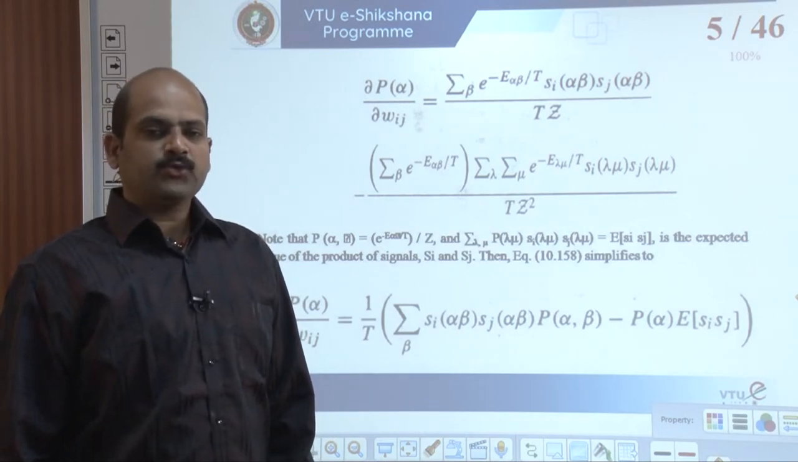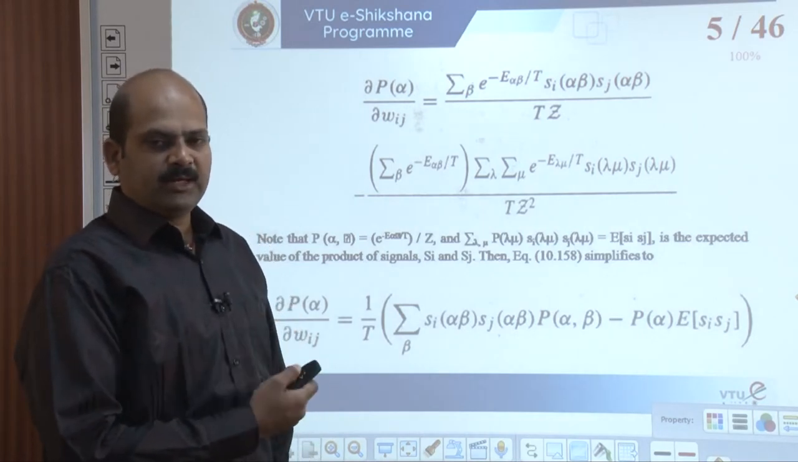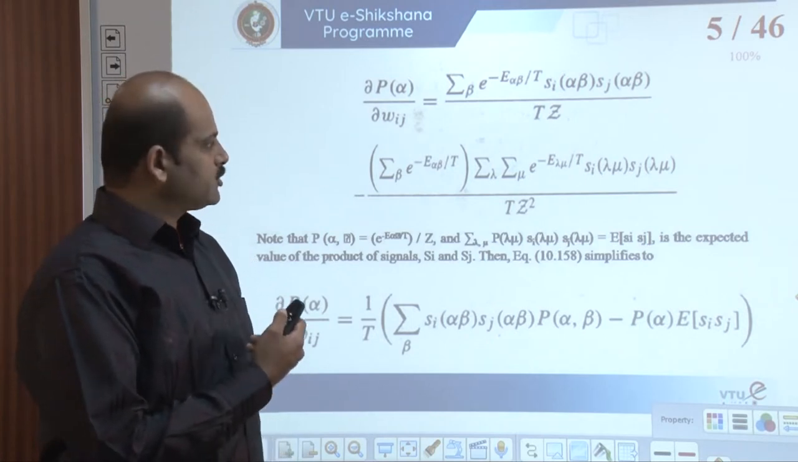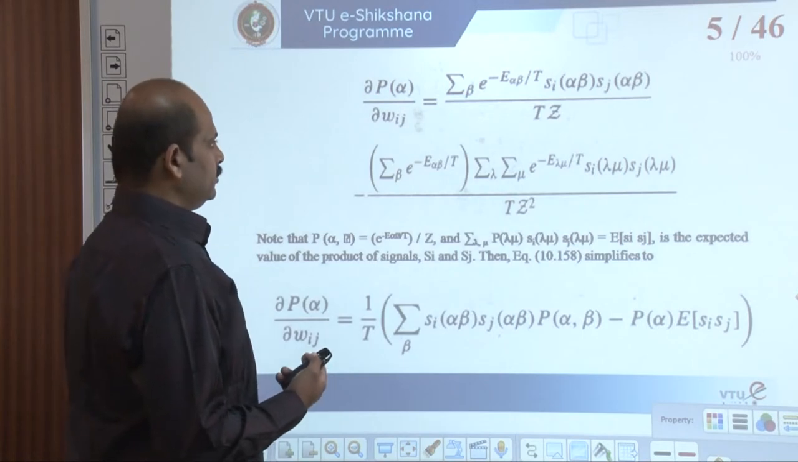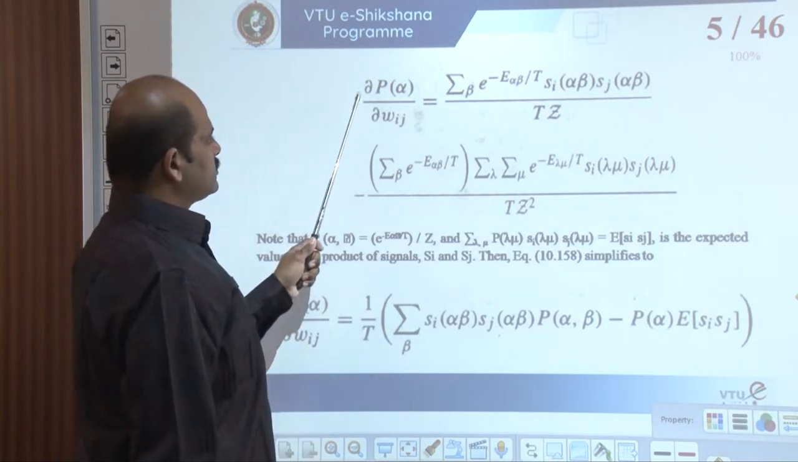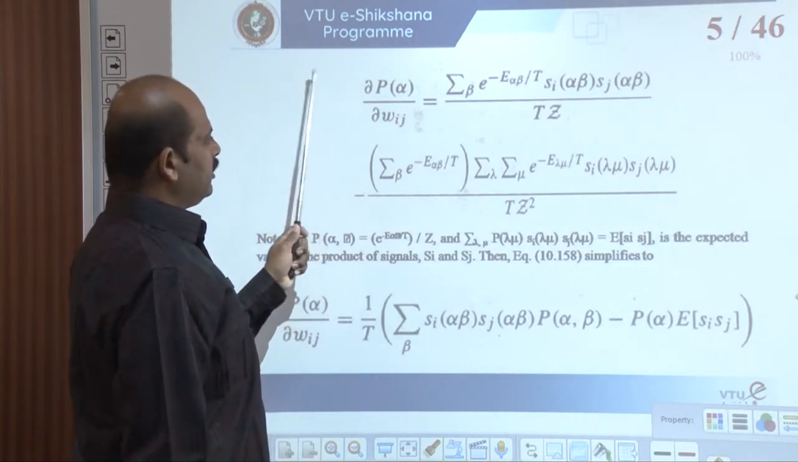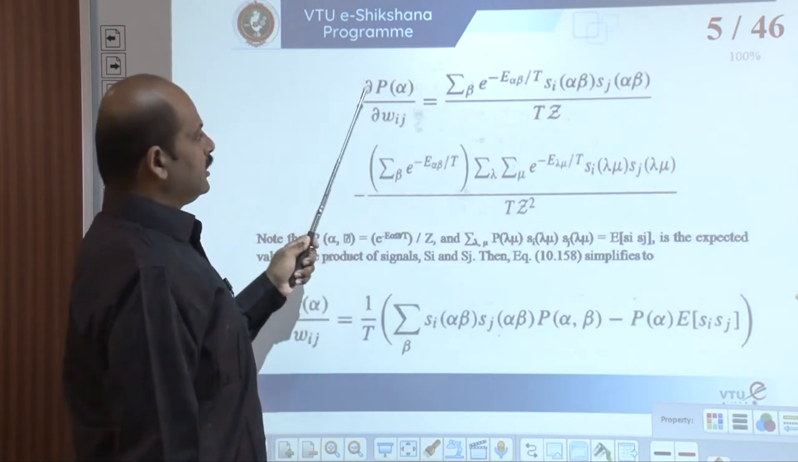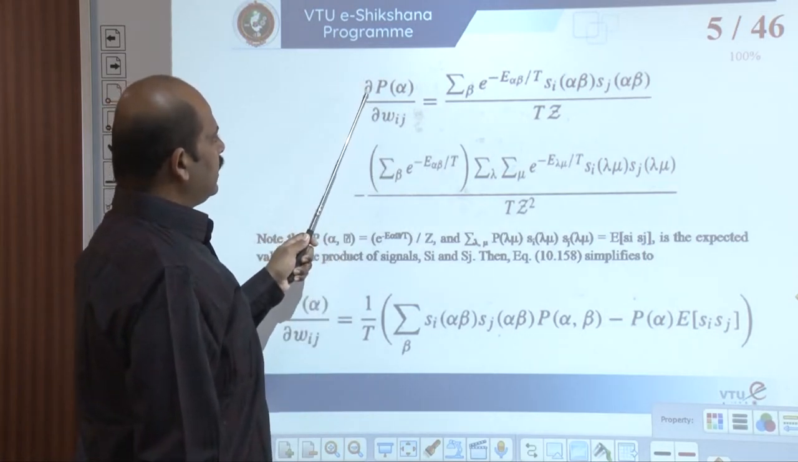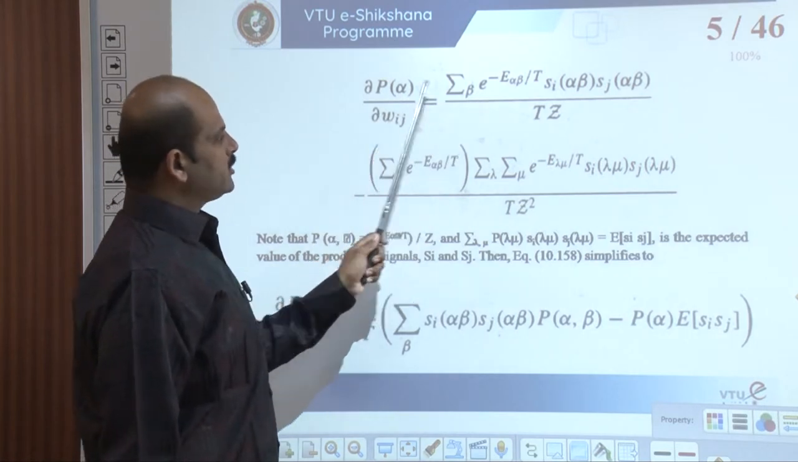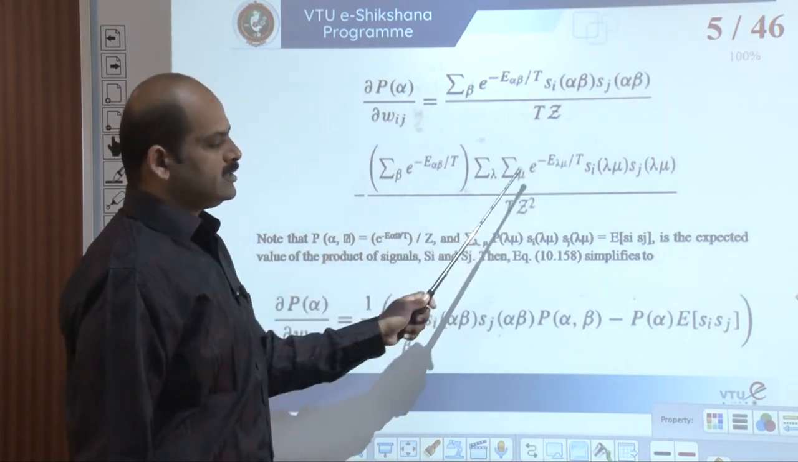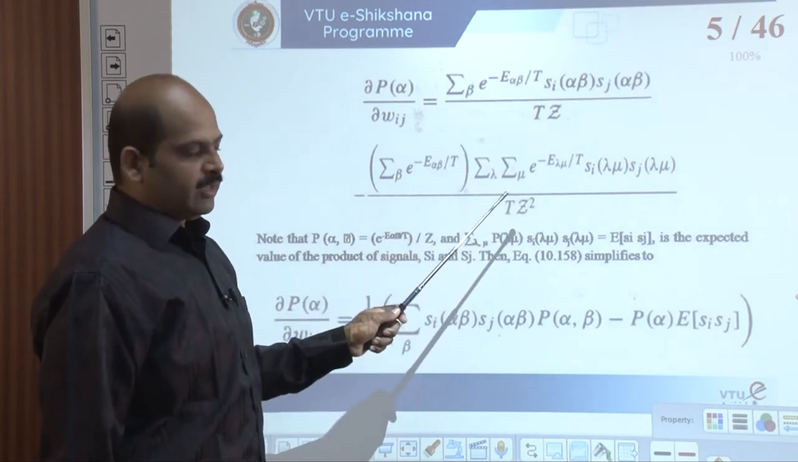So, we now make use of this equation, and we are going to complete the evaluation of the equation, simplifying it. We take this value from the previous equation, the above equation, where the del of P of alpha by del of the weight matrix is going to be defined, because we are going to expand this terminology as already given.